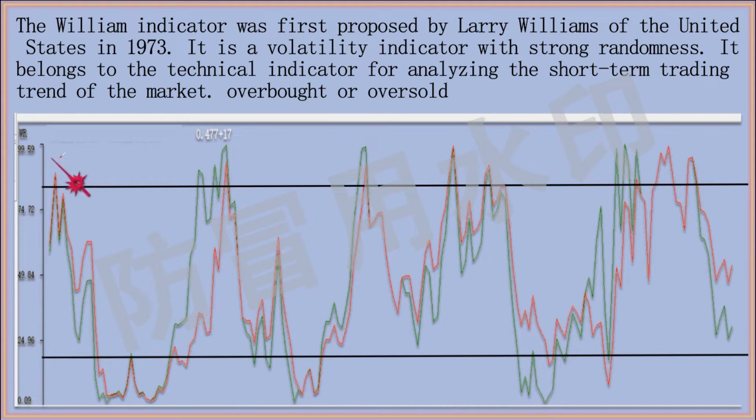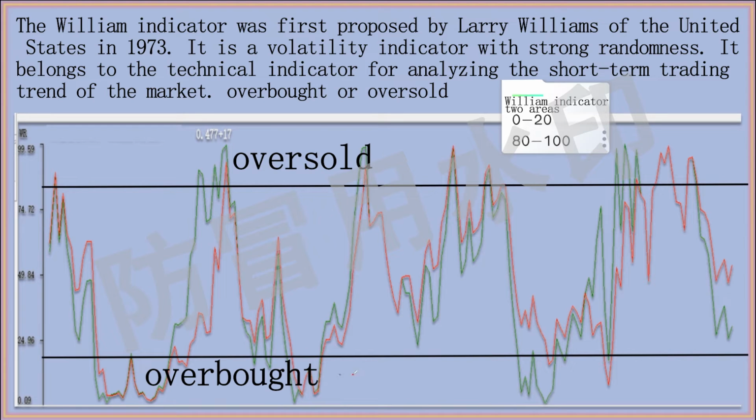Now, the Williams indicator has two key areas. One is 0 to 20. This position indicates that the stock is in the overbought zone. This means that the market has reached extreme levels and an extended price to move to the upside, a stage where you can no longer chase high and buy.